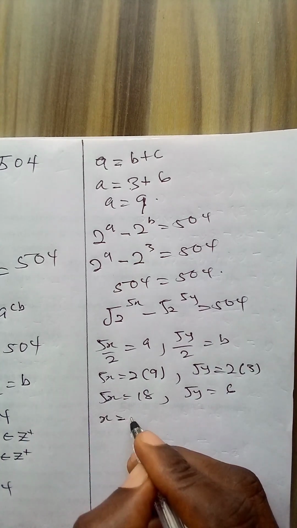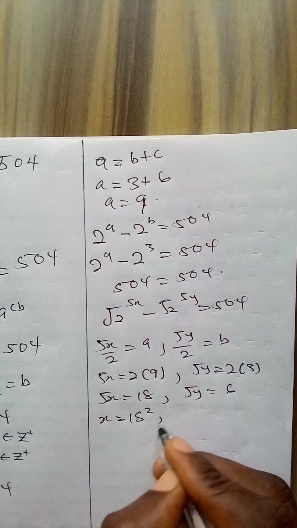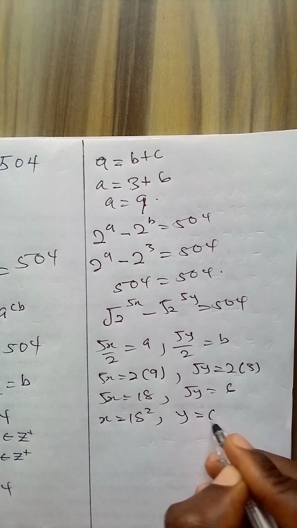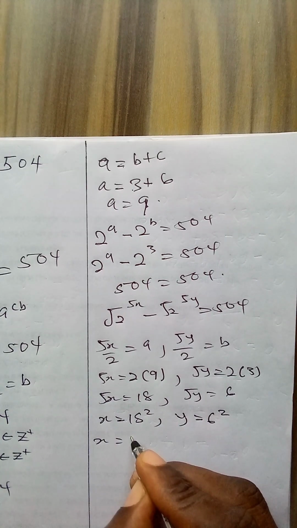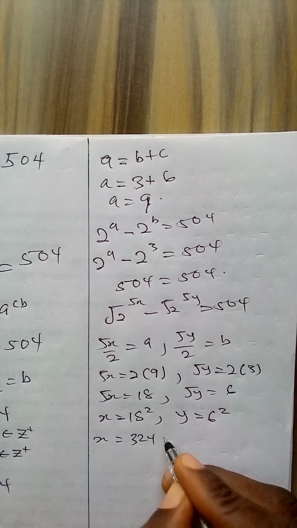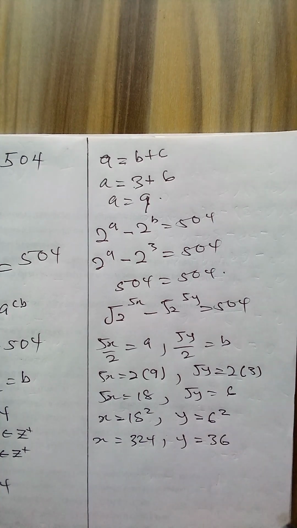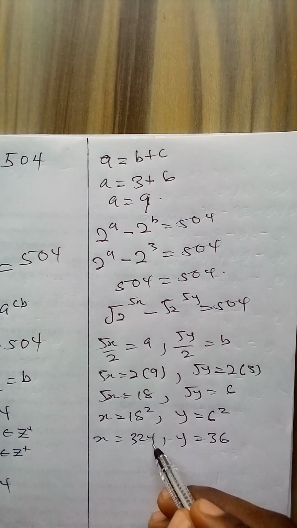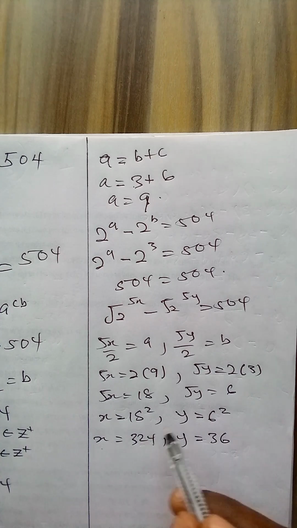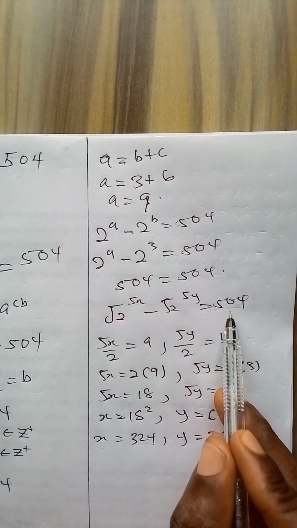x equals 18 squared, and then y equals 6 squared. So x equals 324, and then y equals 36. If we back substitute the value of 324 for x and 36 for y in this equation, we are going to have 504.